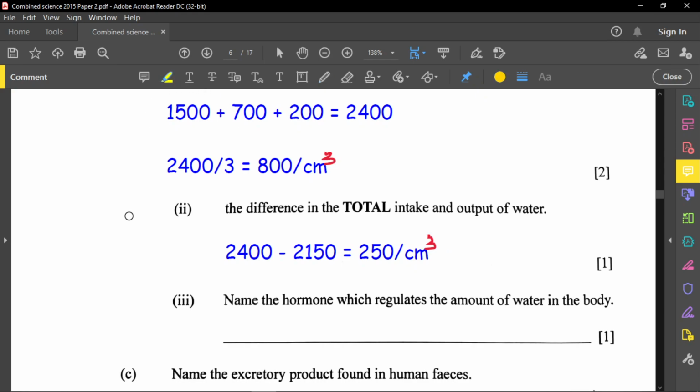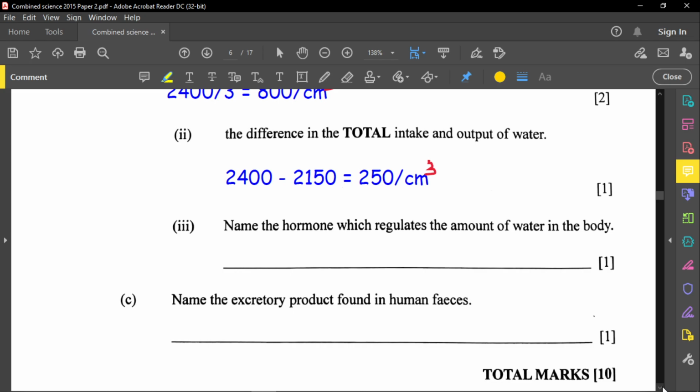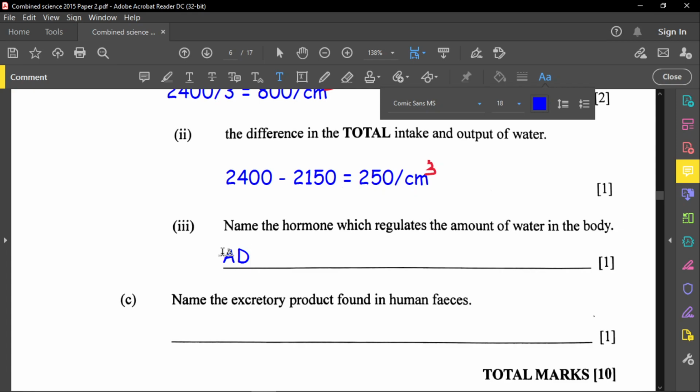Now let's jump to the next part of the question. It said, name the hormone which regulates the amount of water in the body. I'm going to give you the abbreviation first, and I'll put the name beside it. So this hormone is ADH, and the name of it is antidiuretic hormone.